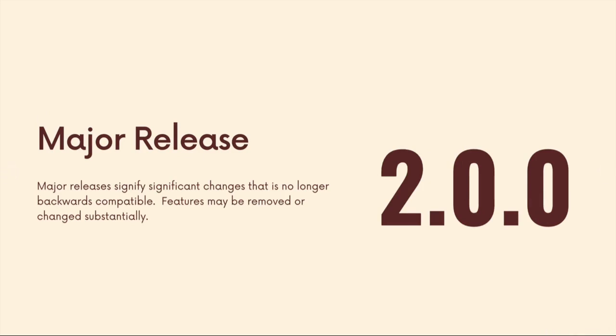And then we get to major releases. Major releases are for significant changes that are not backwards compatible. Features may be entirely removed, changed substantially, right? It will often include breaking changes. So there's a big difference between a minor release and a major release. And the protocol is that for a major release, you increment that number, and then you set the other 2 back to 0. So that's the basic concept.